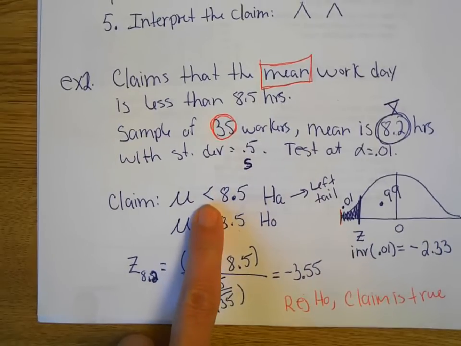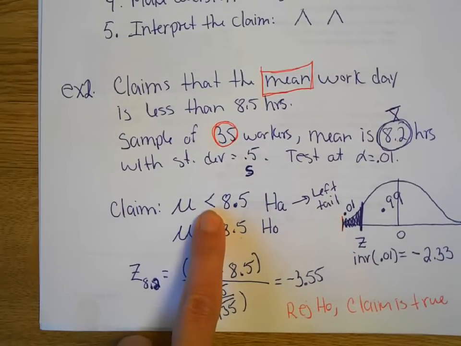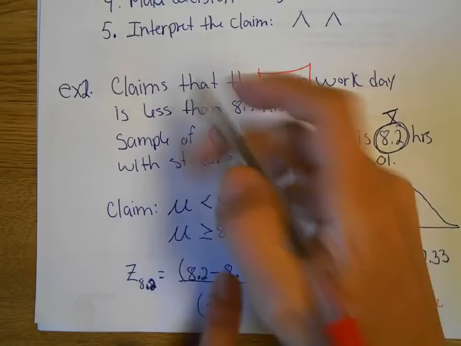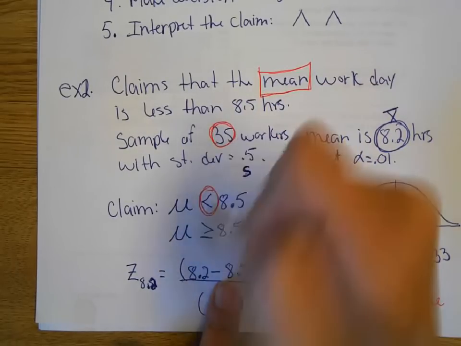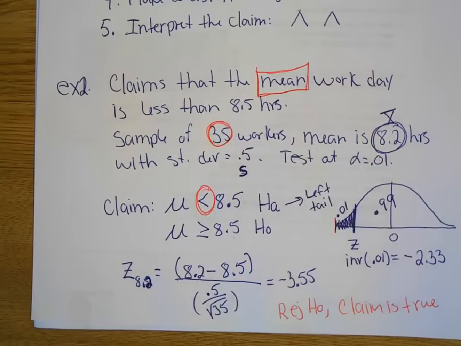Yes, because the less than made it Ha. This sign right here is what made it a Ha, because it doesn't have an equal to in it. But the only reason we chose that one out of the two is because it's the left tail. Correct.